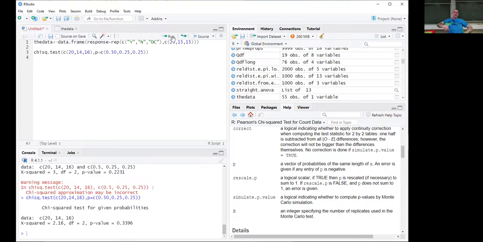Hey, that's the one. We had to put in chi-squared test. This is my original table, and I had to tell it that the second one was a list of probabilities. Like in my null hypothesis, I called them all P. And look, there's my 2.16, like I calculated myself. Degrees of freedom is 2. The p-value is 0.3396. Which is really huge. So I have no evidence to suggest that that isn't the correct list of probabilities.